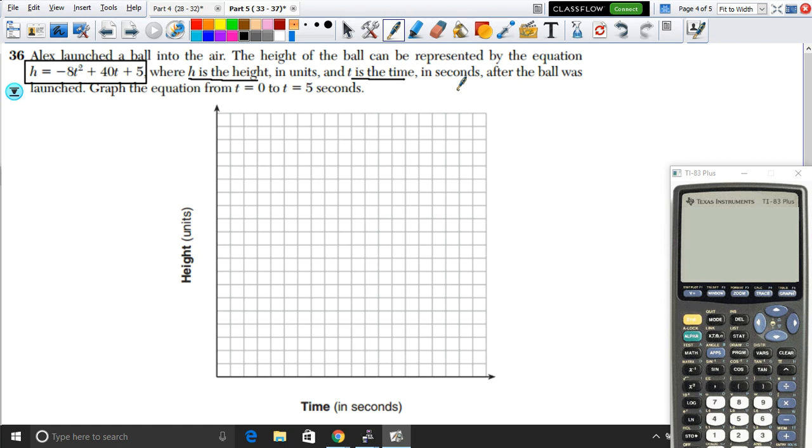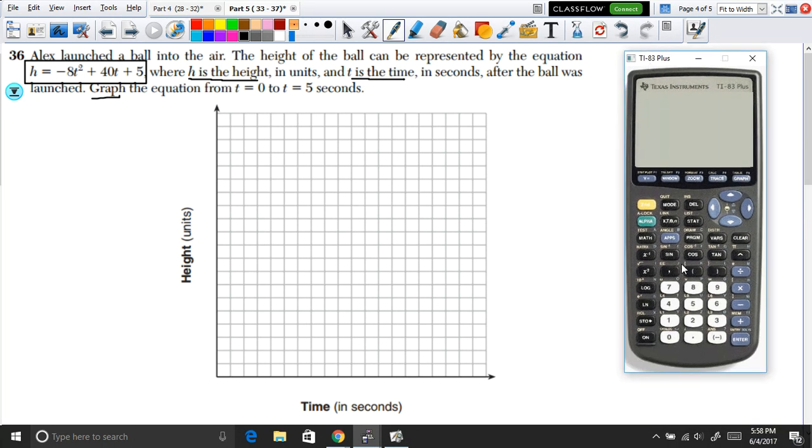All right, so now it says here that we need to graph the equation from t equals 0 to t equals 5. So if it says graphing, well, let's use our graphing calculator. So let's turn it on. Let's clear this. Notice that your equation uses the variable of t. So your equation has a variable of t, and it's asking you to graph the equation from t equals 0 to t equals 5.